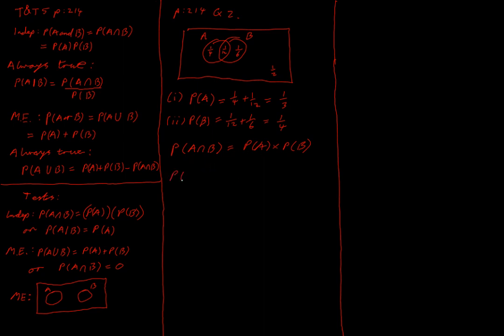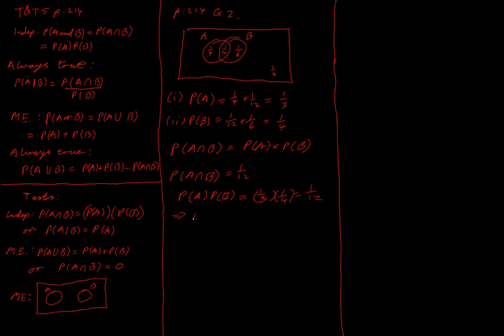Probability of A intersection B is equal to 1/12, and the probability of A multiplied by the probability of B is equal to a third multiplied by a quarter, which is equal to 1/12.